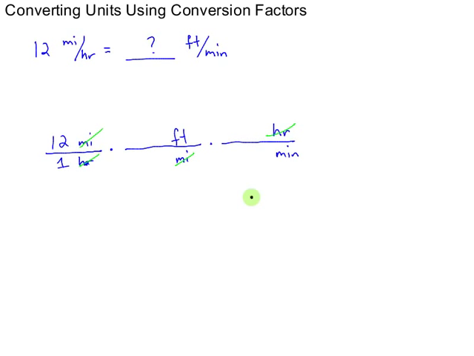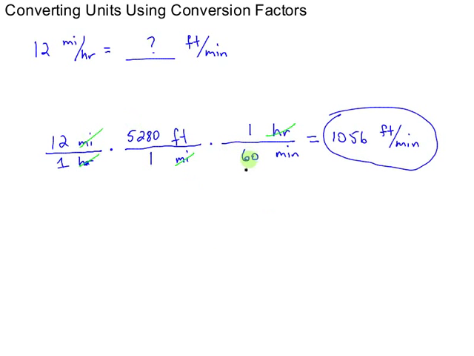So I plug in the numbers, and then I multiply all the numbers together. Multiply and divide by 60.